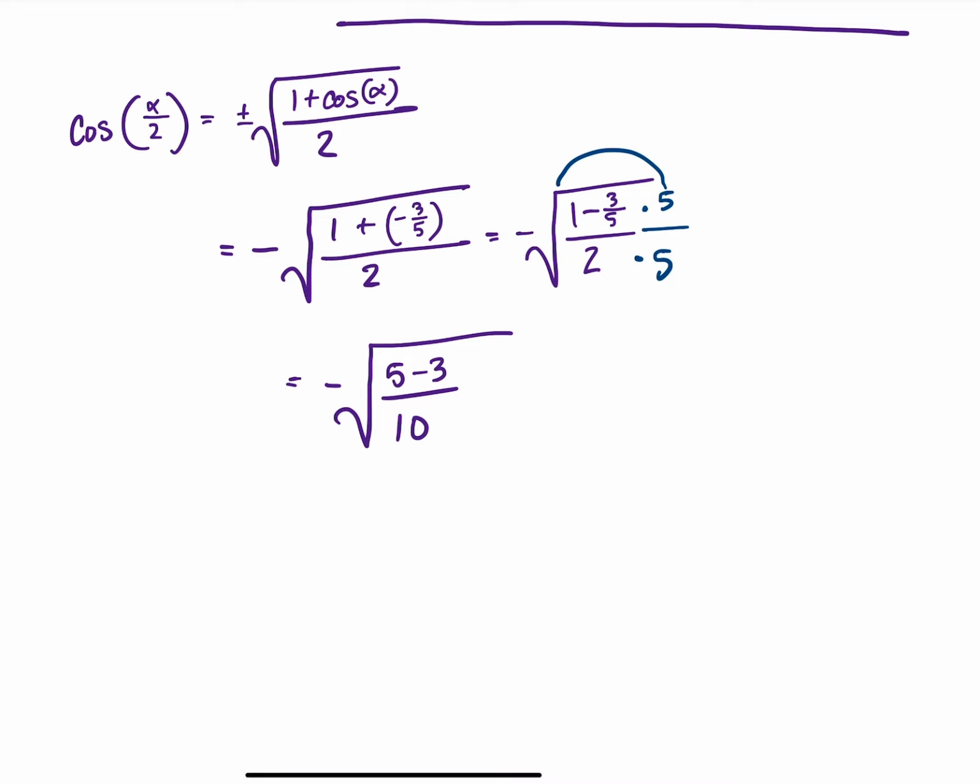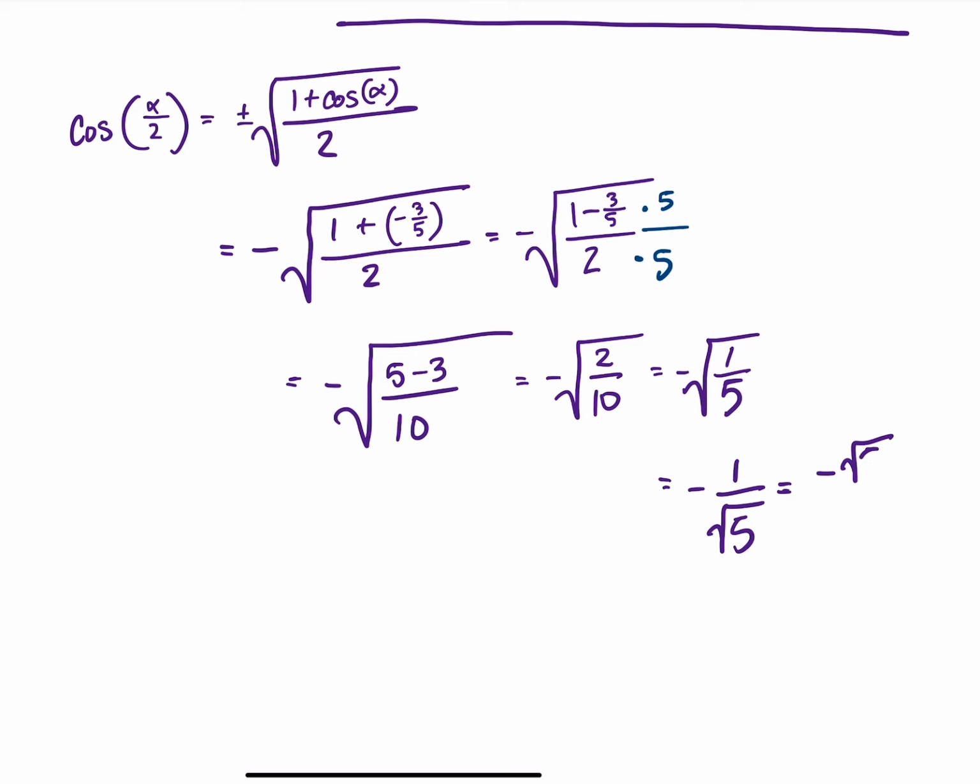So again, the 5 is hitting the 1, becoming a 5. 5 times negative 3/5 will be negative 3, and then 5 times 2 is 10. So we get negative square root of 2 over 10, which is negative square root of 1 over 5. The square root of 1 is 1, so we get negative 1 over root 5, and then we can rationalize again. So that will give us negative root 5 over 5.